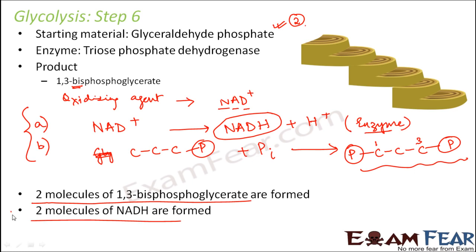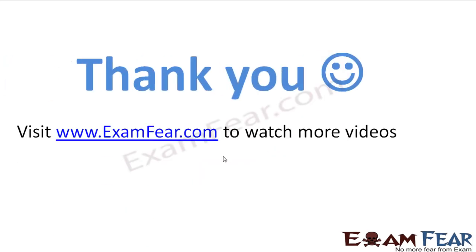Now that needs to be counted. That's because NADH are energy-rich molecules. 1 molecule of NADH is capable of producing 3 molecules of ATP. So you can just imagine how energy-rich they are. So here in this step we are producing 2 molecules of NADH and 2 molecules of 1,3-biphosphoglycerate.